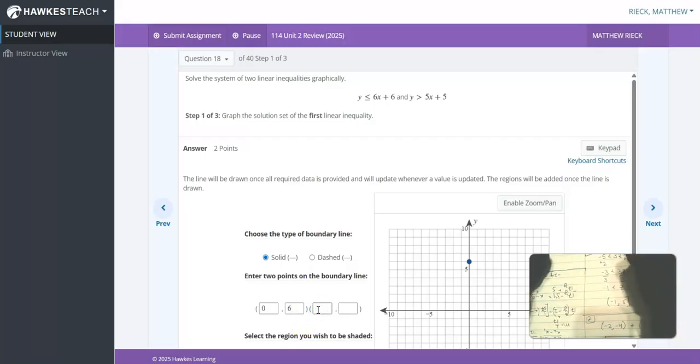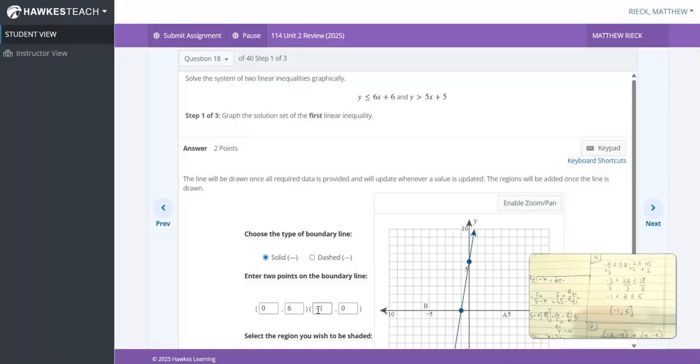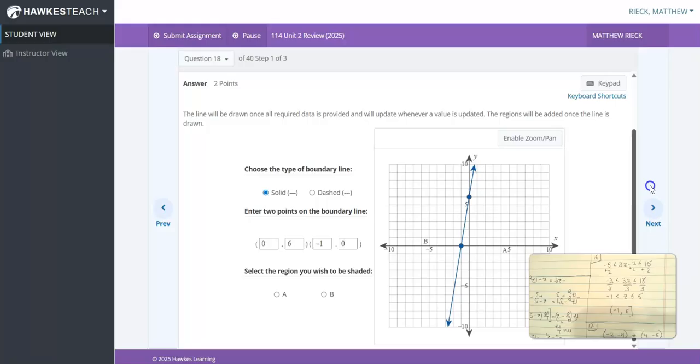And then, let's see. So we have our slope is going to be 6 over 1, so we're going to go up 6 to the right one, or we can also go down 6 and to the left one. So to the left one would be -1, and down 6 would be 0. So yeah, that would be my line, y equals 6x plus 6.